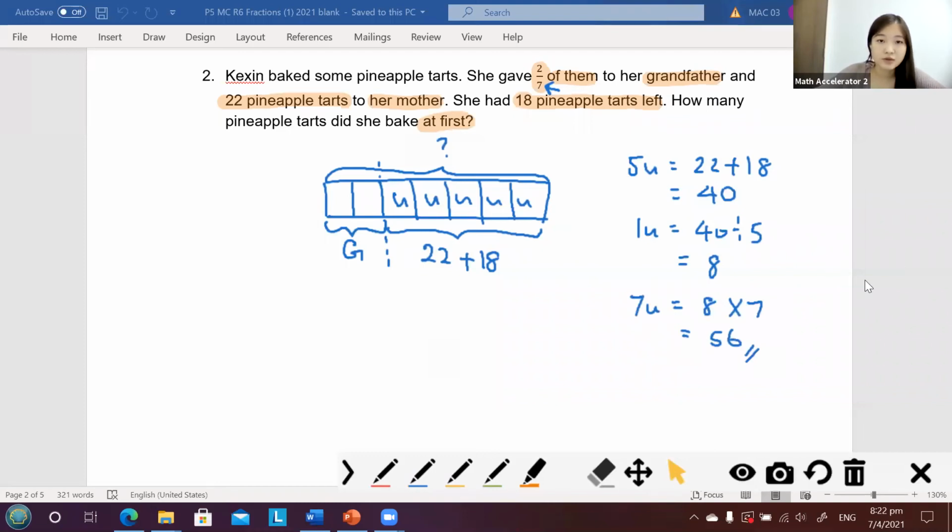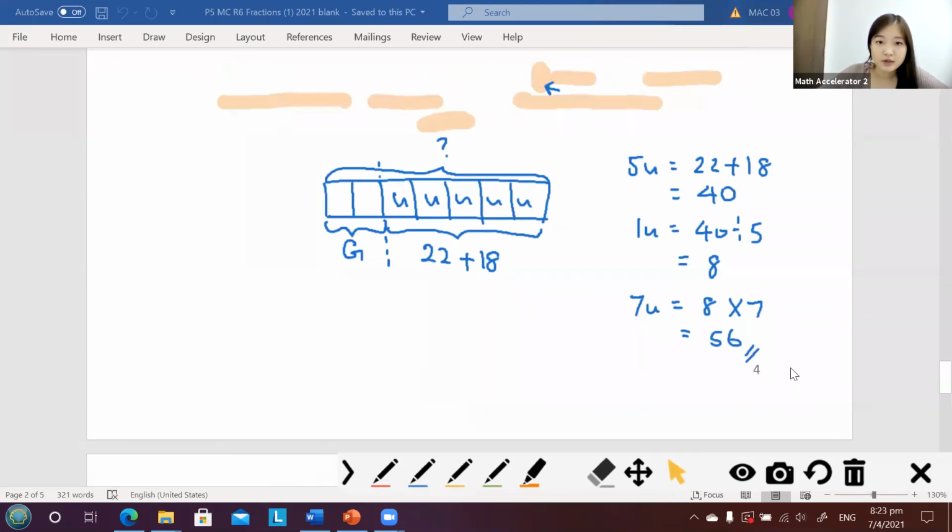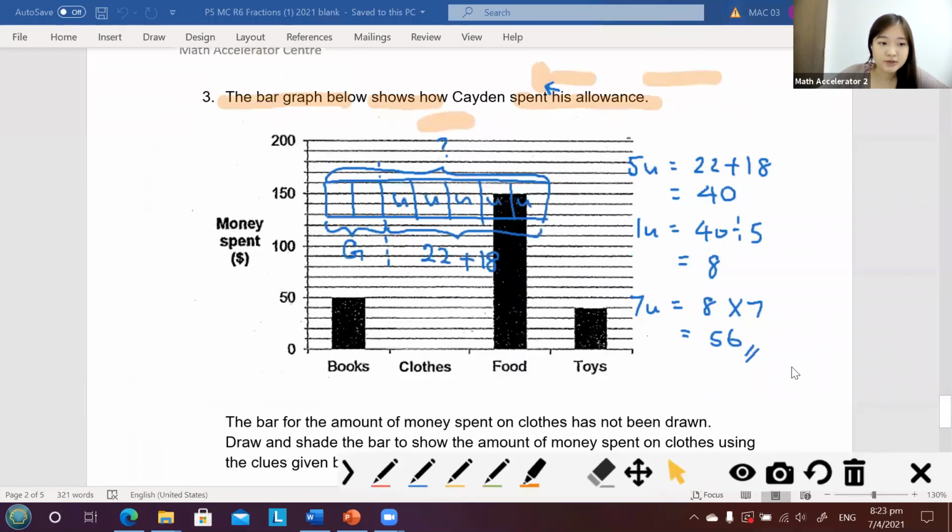So don't be scared. Once you see 22 and you don't know how many units it represents, think carefully. The 22 and 18, what do they represent? It's everything else. So you can label that in your model. Good. Those of you who got 56, it is pineapple tarts, Claire, not dollars. 56 pineapple tarts. Okay, let's go to the next one.